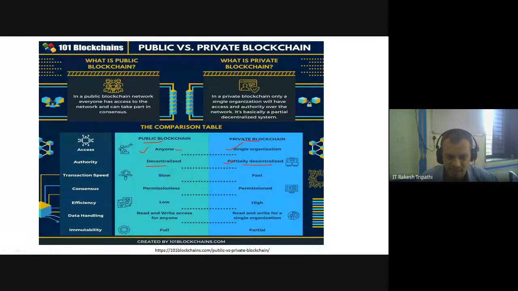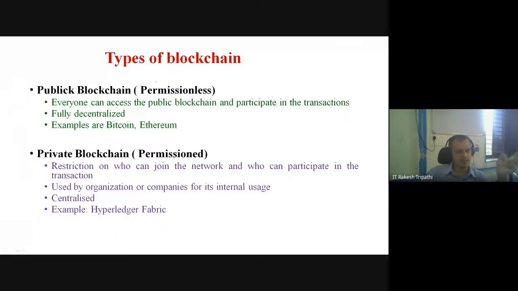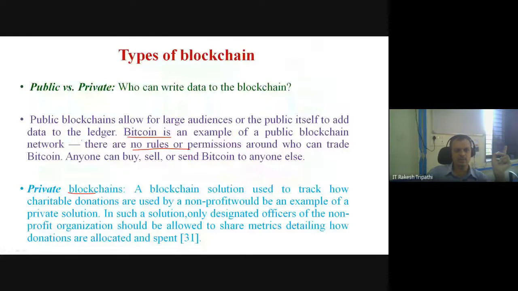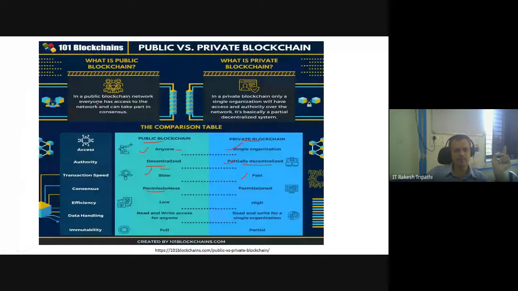They are typically very fast. The number of transactions added onto the blockchain in a public one is less, maybe 7, 10 per second. In a private blockchain, it is fast; you can add say 1500 transactions per second. The public one is also called permissionless because you don't require any permission to add to the blockchain, and the private one is called permissioned. Efficiency is low and high respectively.